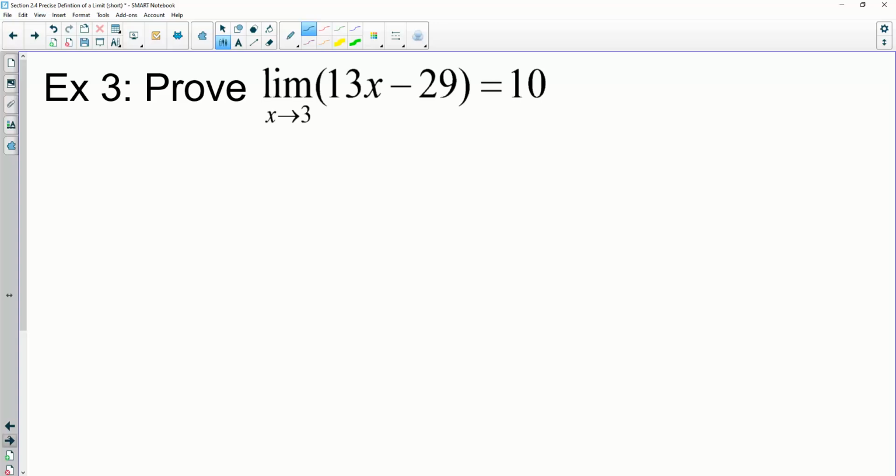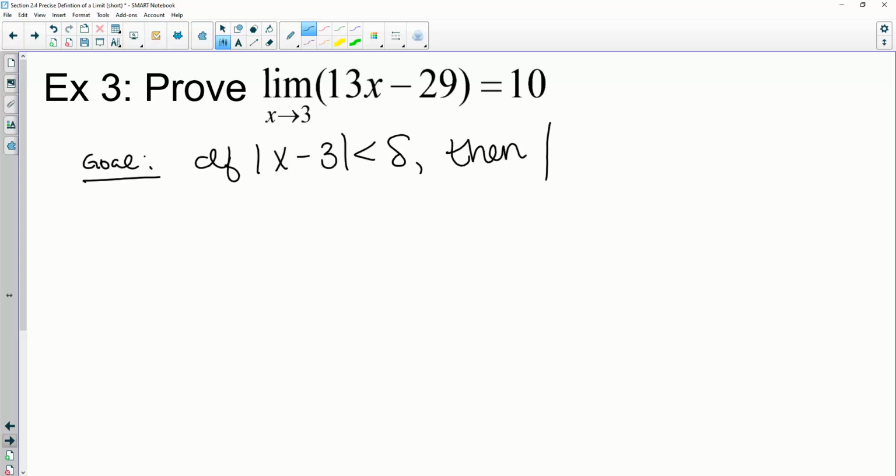I want to prove that the limit as x approaches 3 of 13x minus 29 is equal to 10. We are going to do these the same way every time. The first thing is to write our goal, which is the definition. The definition is, if the distance between x and the number x is approaching, so that is 3, is less than delta, then the absolute value of f of x, 13x minus 29, minus the limit is less than epsilon. That's what we have to show.